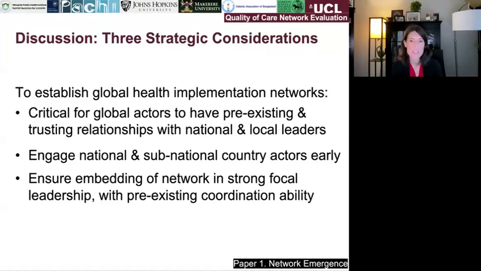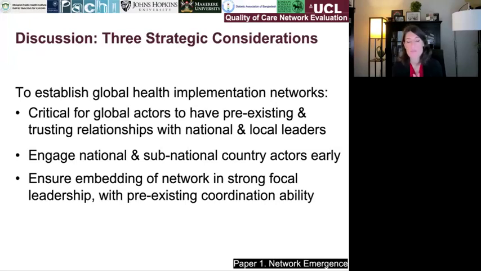So networks crystallize more robustly when you see local actors exhibit high levels of morale and motivation, and they're made aware of their roles and the potential impacts early on. And then finally, network emergence requires strong focal leadership, both in terms of the individuals and institutions.